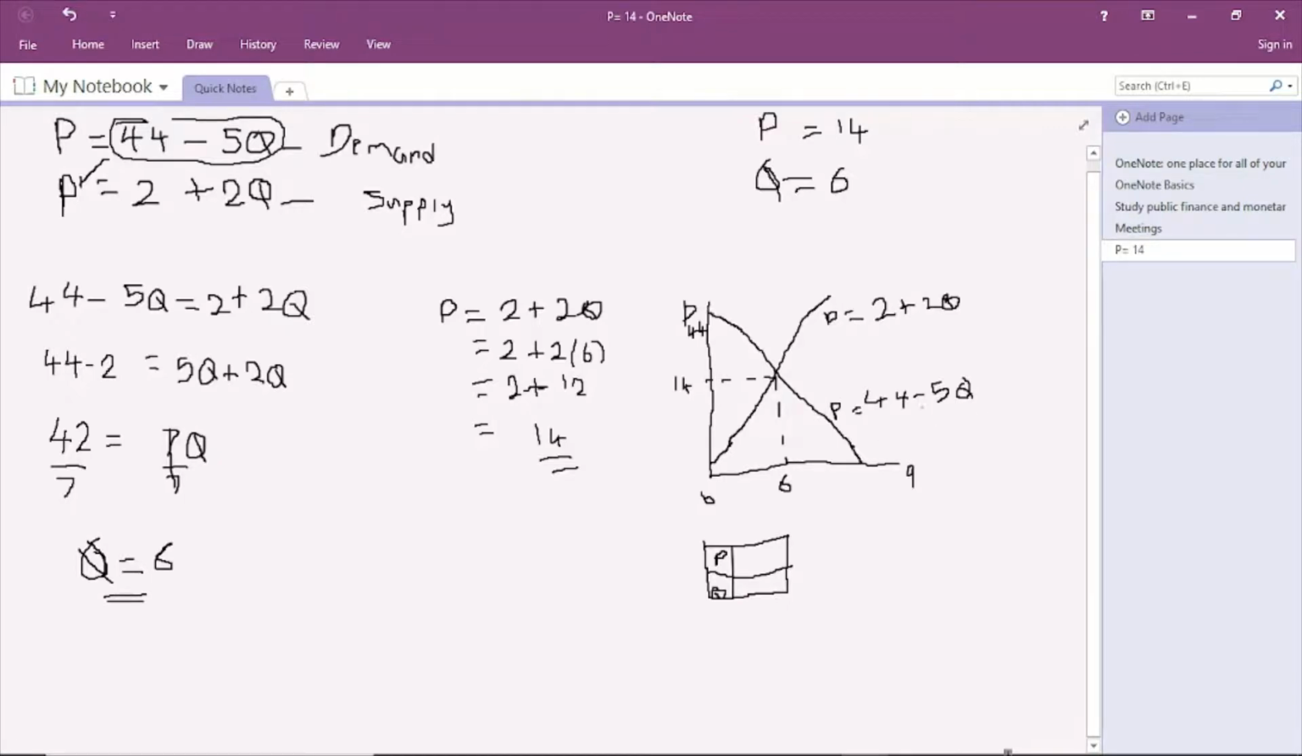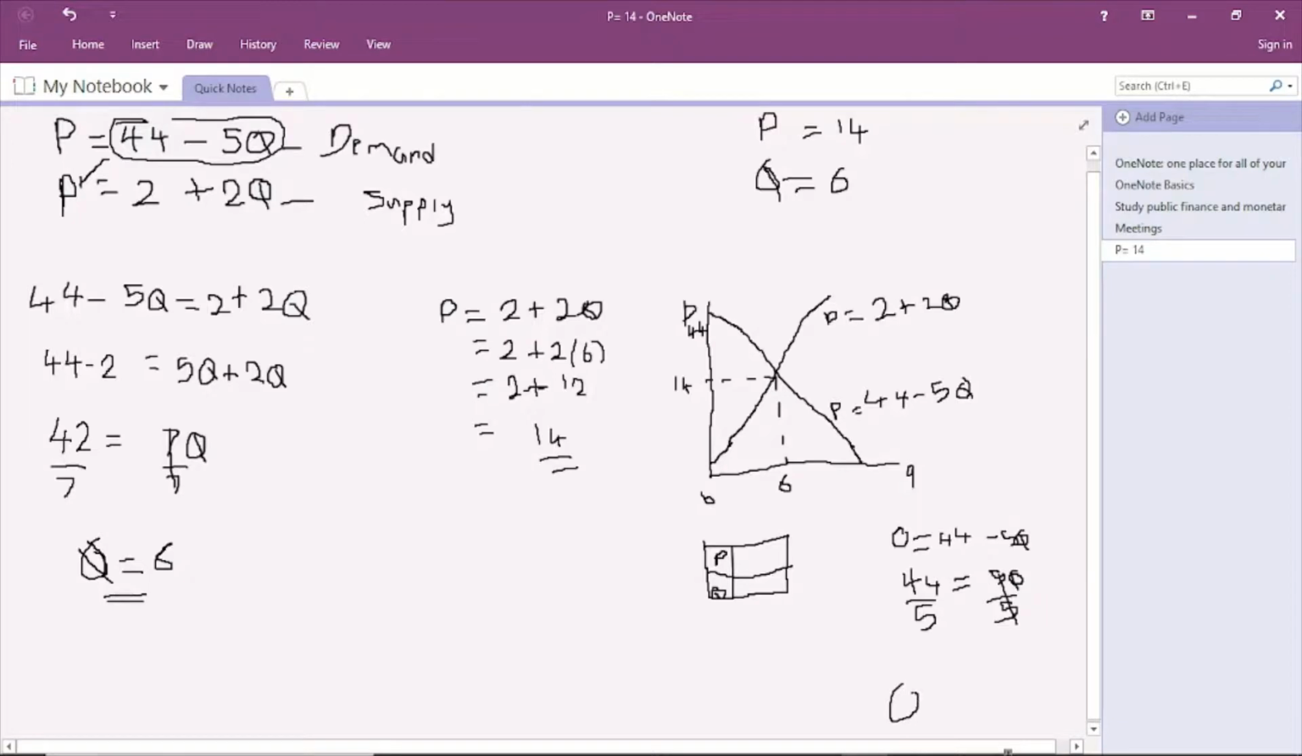And then what if the price is 0? When the price is 0, in the demand equation, you're going to have 44 minus 5Q. You're going to take 44 to the other side. Then you have 5Q. So that you get to have 5 here.